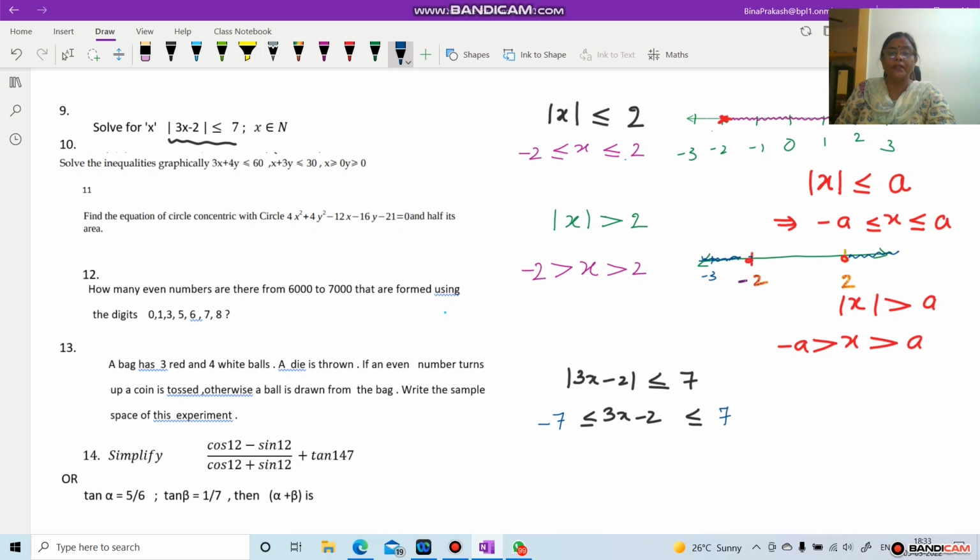So how do we solve it? We can take it together. You can add 2 to all the sides. When you add 2 to all the sides, this becomes minus 5 is less than or equal to 3x is less than or equal to 9. Fine.